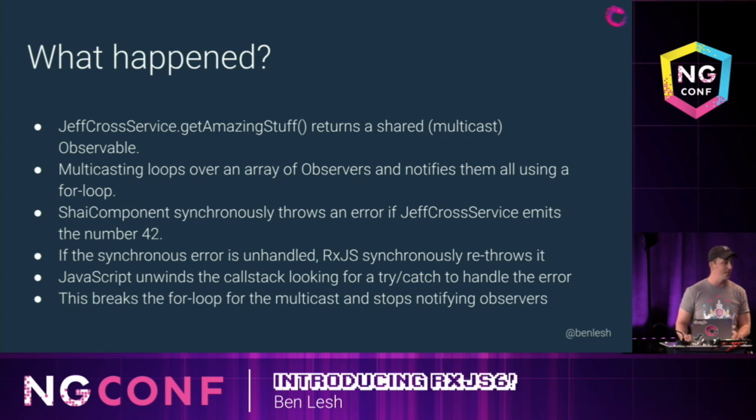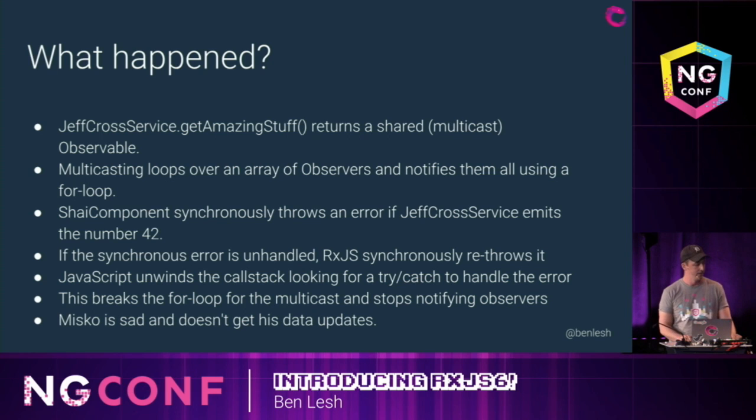It unwinds the stack all the way back to the for loop that's notifying all the observers. And what happens when you throw an error in a for loop? The for loop stops. It's done. And then Mish goes sad. He doesn't get his data. And since he was the next one in that group of consumers, it's going to look like that component's the problem. So imagine if different teams developed these components and a separate team developed the service, like figuring out who is to blame for this problem. It's a very, very nasty bug to run across. Unless you happen to have me working with you, you might have a problem.